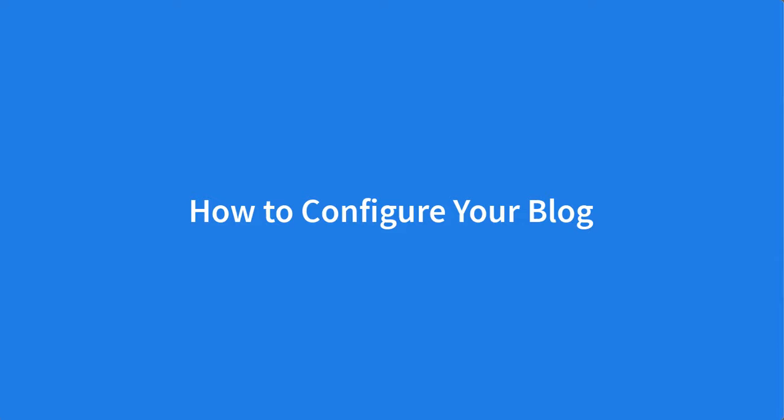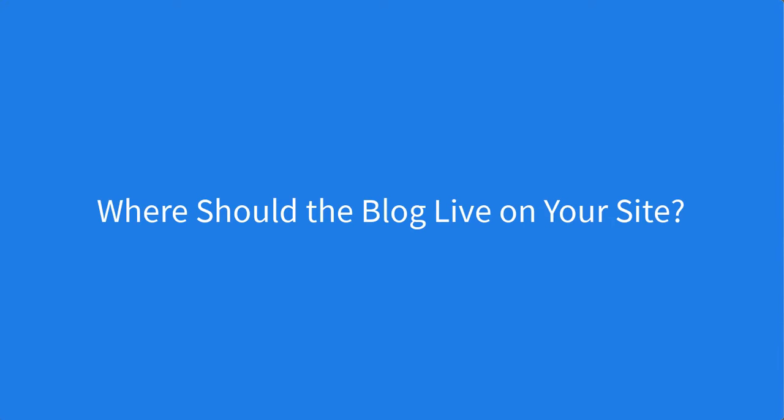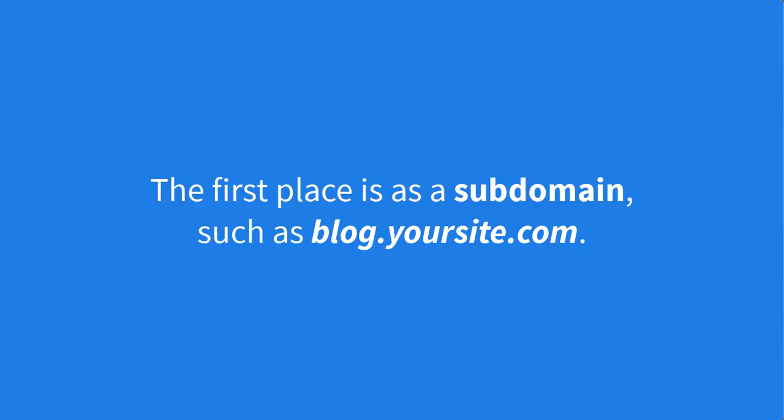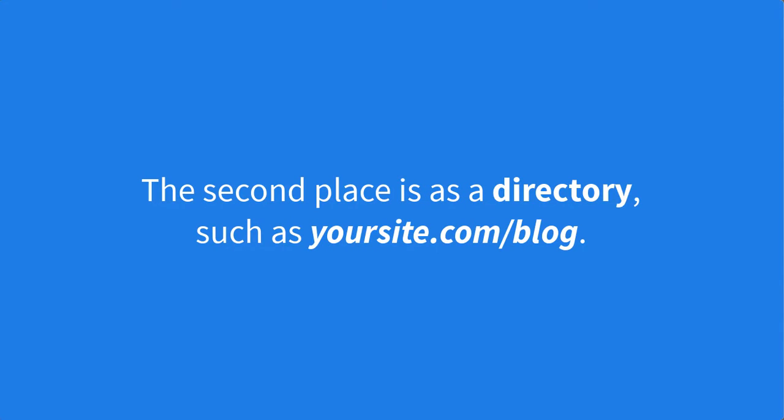So how do you configure your blog? Where should the blog live on your site? There are two common places where you would put a blog on your website. The first place is as a subdomain such as blog.yoursite.com. The second place is as a directory, such as yoursite.com/blog. The other place you might see a blog is right at the root of the homepage, such as yourblogSite.com. Since it should be clear if your blog belongs on the homepage, we'll focus on the subdomain and directory placement options.